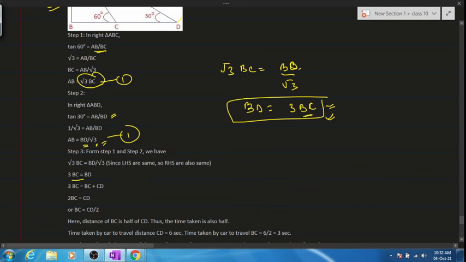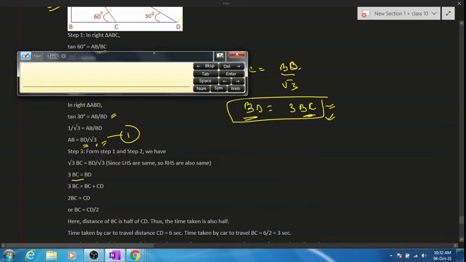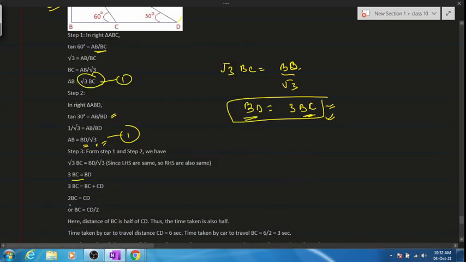Now we'll further break this BC. If you want to break BC, you can break BC. If you want to break BD, you can break BD. We choose to break BD out here. So can we say that twice BC is equal to CD? Yes or no? Or BC will be equal to half of CD. That is, BC is equal to half of CD. Yes or no? Now look very carefully.